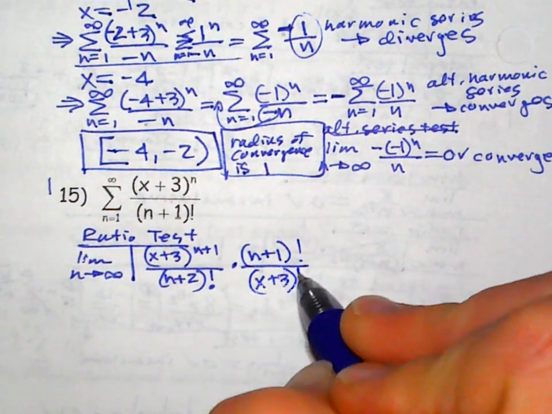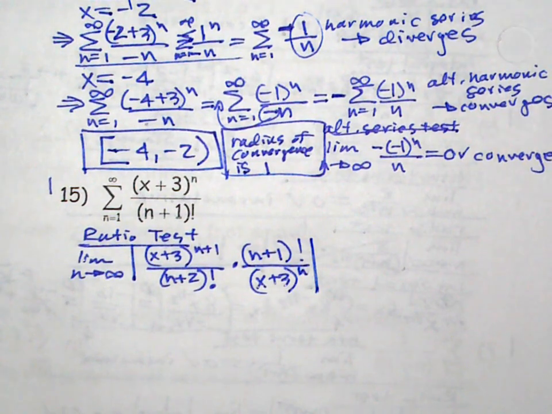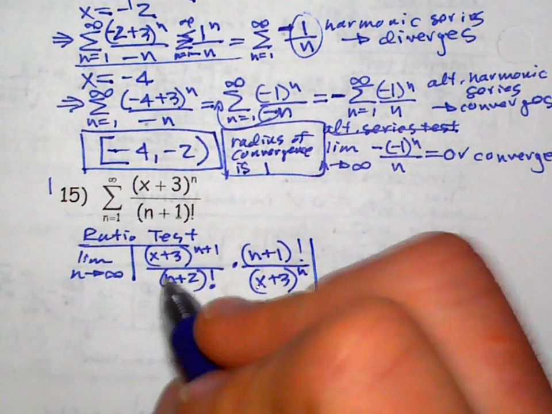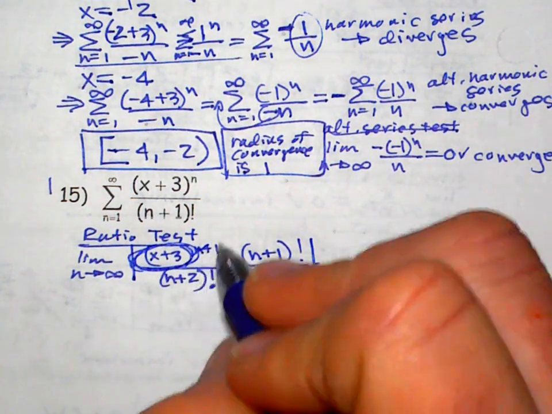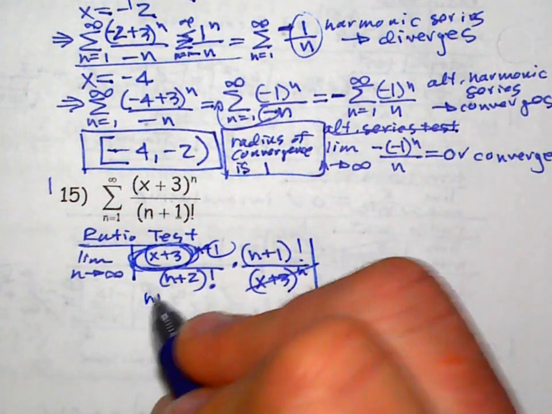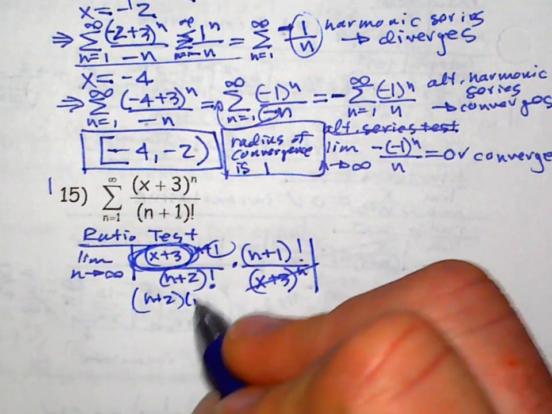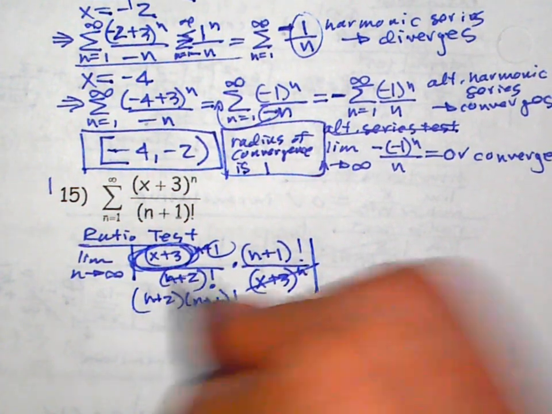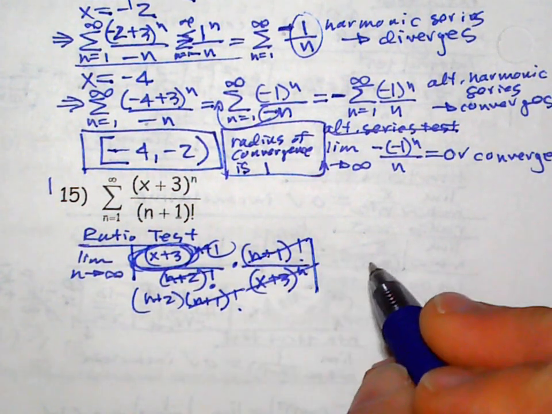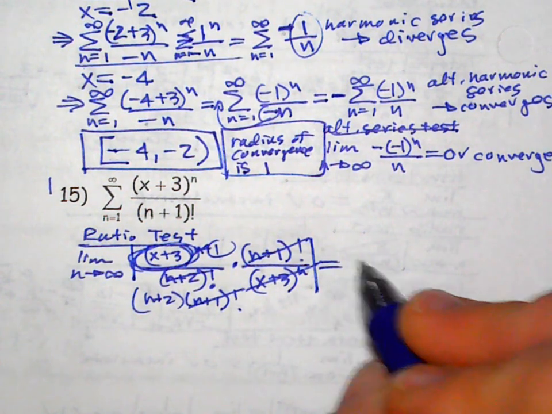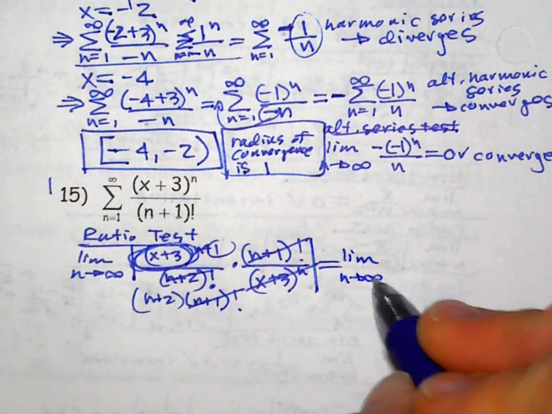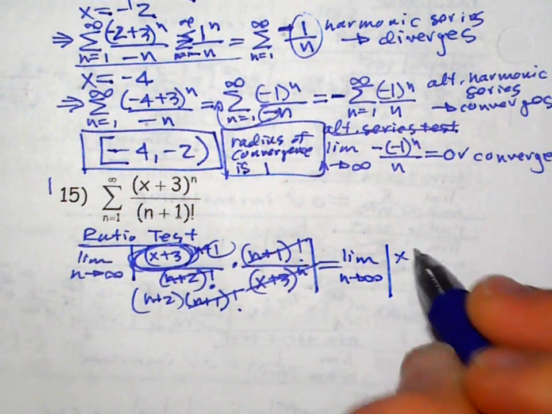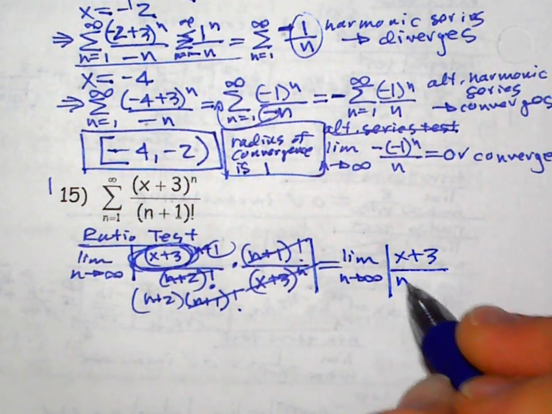You guys should get good at just setting this up. Simplify it. You can simplify that. Rules of exponents. You get that to the first power. This is going to be n plus 2 times n plus 1 factorial. You guys should be getting good at simplifying that. And so what we get, I could just write it: limit as n goes to infinity of absolute value of x plus 3 over n plus 2.